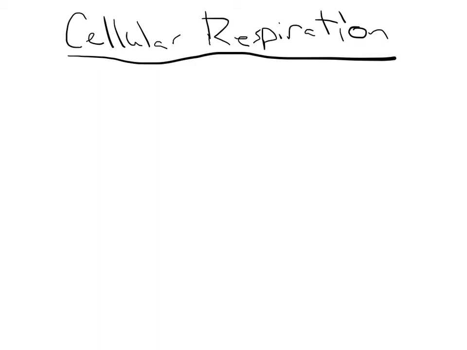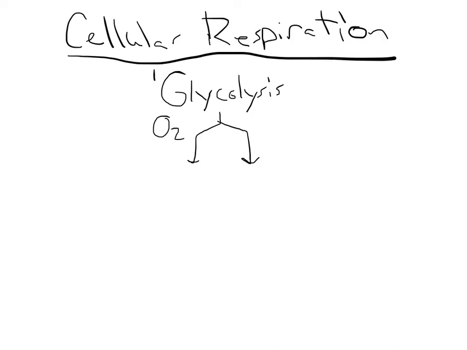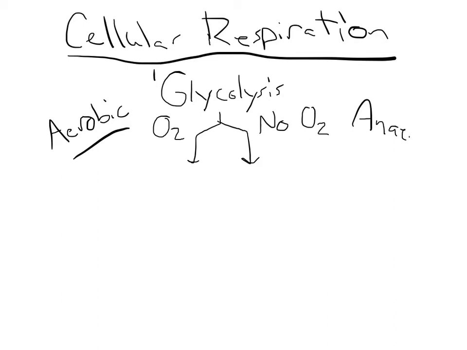Okay, so remember that any kind of respiration we do, we will always start with glycolysis. And that is the first step, no matter what kind of cellular respiration we are doing. Now, after you do glycolysis, we have one of two ways that we can go. And that depends on if you have oxygen present in the cell or you do not have oxygen present in the cell. Now, if you do have oxygen, we call this aerobic respiration. If you don't have oxygen, we call it anaerobic respiration.